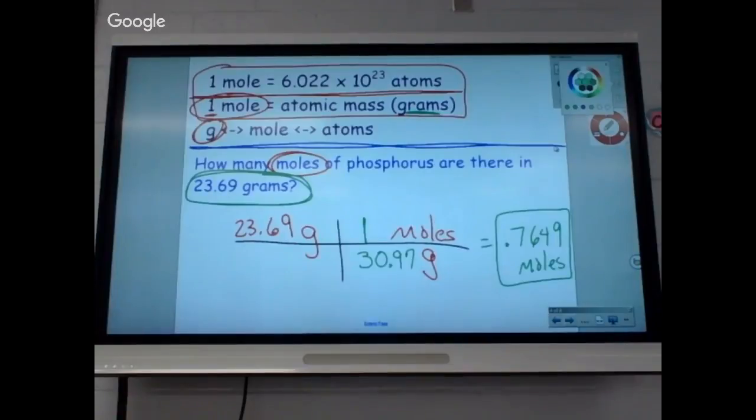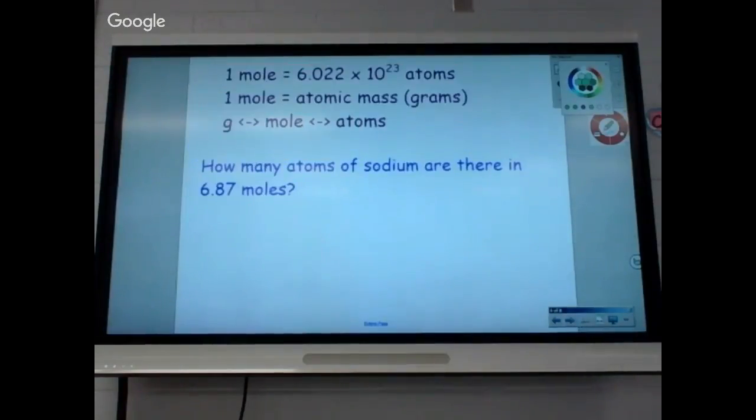Some of y'all might have written 30.9. Maybe somebody just wrote 31. You always use what's in the given data. So significant digits are basically... Exactly. Yes. Exactly. All right.